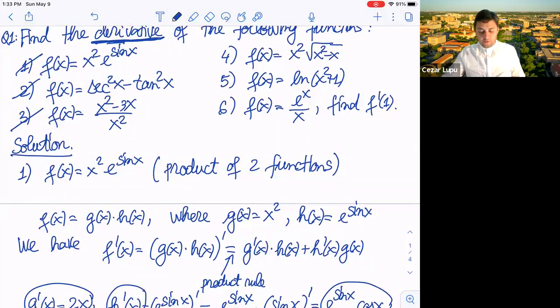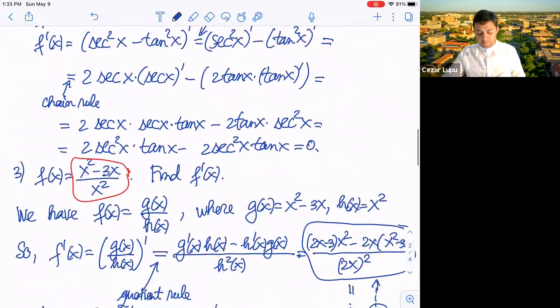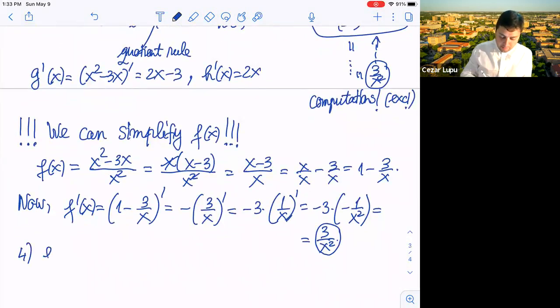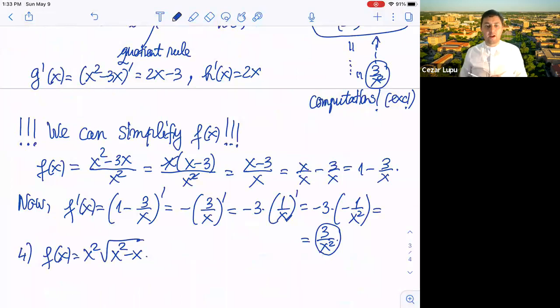Okay. Let's see the fourth one. So the fourth one looks like this. F of x is x squared times the square root of x squared minus x. Again, find f prime. Well, what do you see here? Again, you see the product of two functions, right? Exactly. So you have the product rule and the chain rule, correct? All right, let's do it.